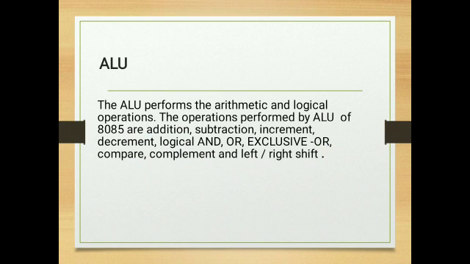ALU, arithmetic and logic unit. The ALU performs arithmetic and logical operations. The operations performed by the ALU of the 8085 are addition, subtraction, increment, decrement, logical AND, OR, exclusive OR, compare, complement and left, right shift. That is, the function of the ALU is to perform the arithmetic and logic operations according to the instruction given by the user. Arithmetic operations include addition, subtraction, multiplication, division, and logical operations include AND, OR, exclusive OR, etc.